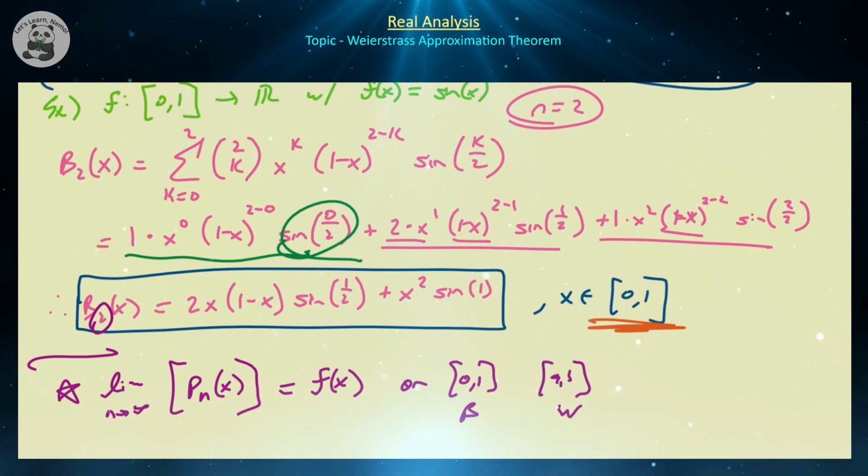So regardless of the continuous function you have, you can always approximate it to any degree of accuracy that you desire with a polynomial of degree n. So if you want higher accuracy, just choose a higher value of n.